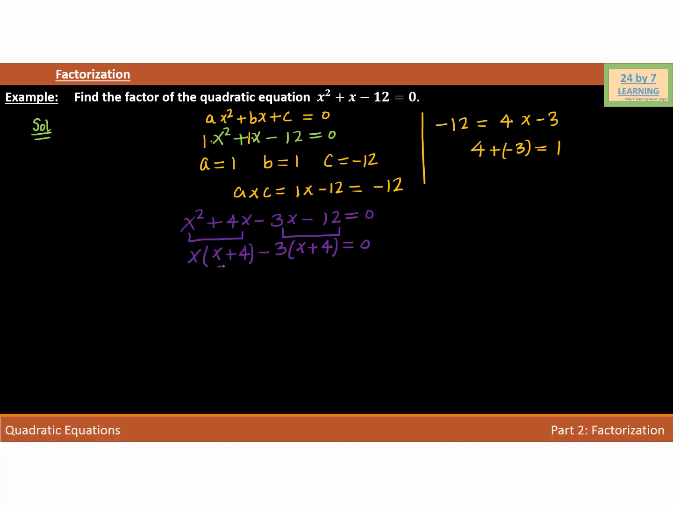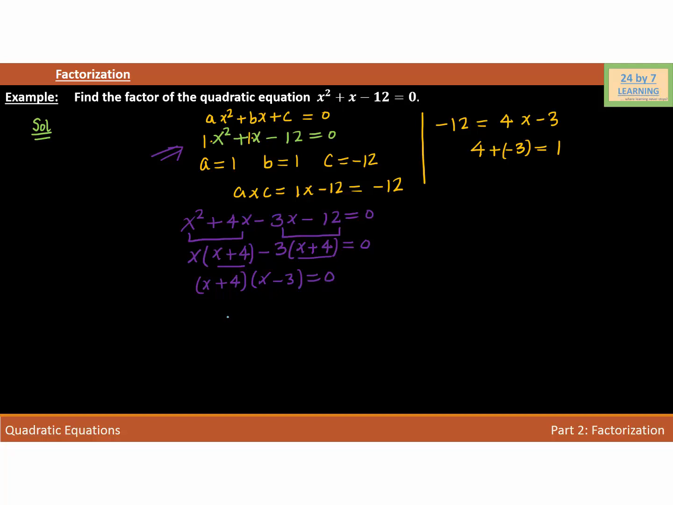Now as you can see, I have this term x plus 4 common, so I'm going to take x plus 4 outside. Inside the bracket I have x, because if I take x plus 4 common, I have only x left, so I will write x, and over here if this x plus 4 is common, the only number left is negative 3, so I will write negative 3, that is equal to 0. So basically my factorization for this equation right here is x plus 4 times x minus 3 is equal to 0. Now let's find the factors.